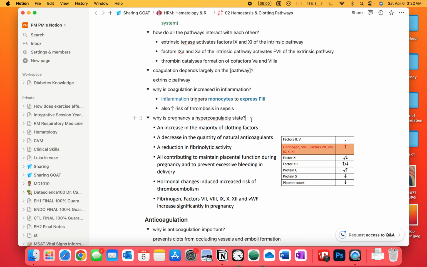Why do you have that? Childbirth often has a lot of bleeding, so the body is going to reduce these clotting factors in order to accommodate this physiological change.